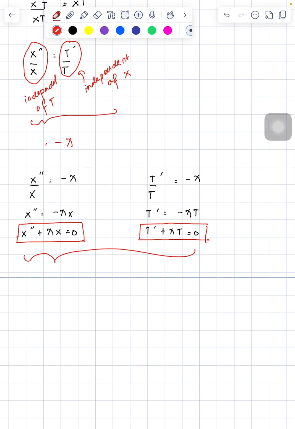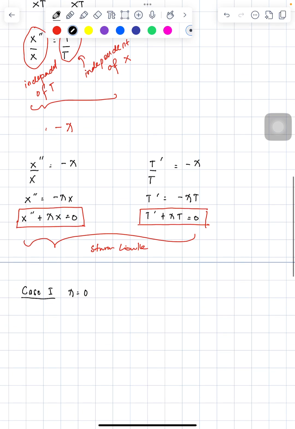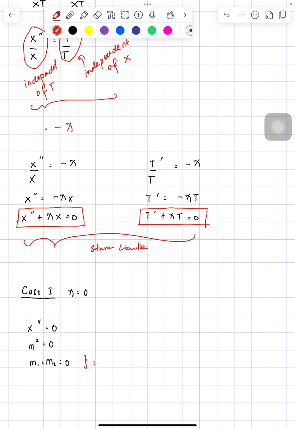Remember, this is in the form of a Sturm-Liouville system, so we have to apply case 1, case 2, and case 3. First we consider case 1, where lambda equals 0. When lambda equals 0, we have X double prime equals 0. We transform into the auxiliary equation, which becomes m square equals 0. So m1 equals m2 equals 0, and we have real and repeated roots.